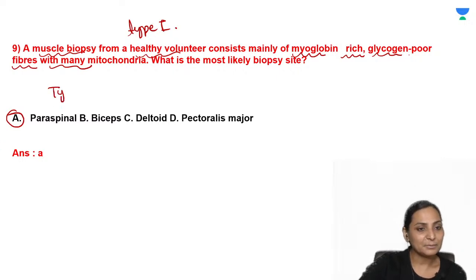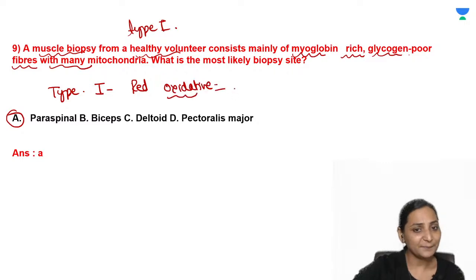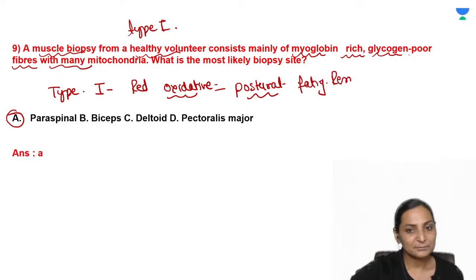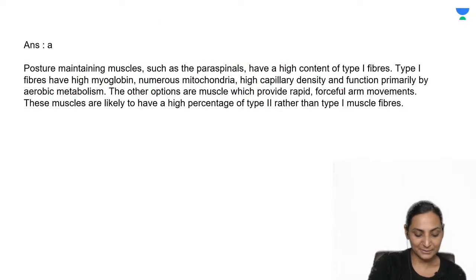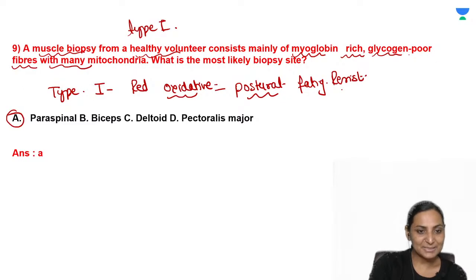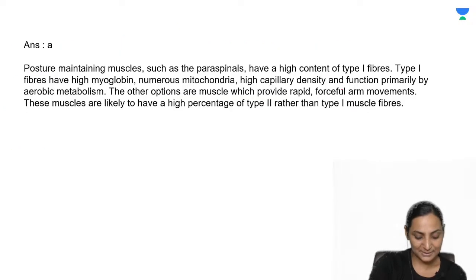Remember, the type of muscle fibers we are speaking of is type 1, which are red oxidative fibers, which are present in the postural muscles, because they are fatigue resistant. Fatigue resistance. Therefore, the correct answer becomes paraspinals. Yes, correct, Rita. It is paraspinal. Dhaniksha, better than biceps, the better answer would be paraspinal because they are kind of postural muscles.